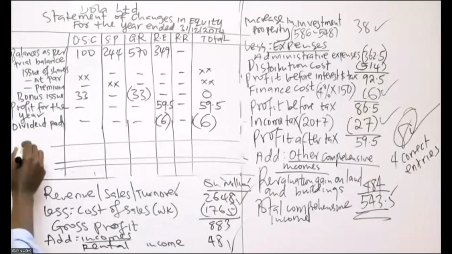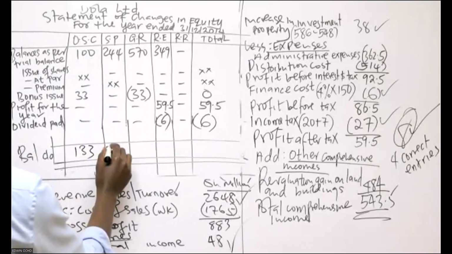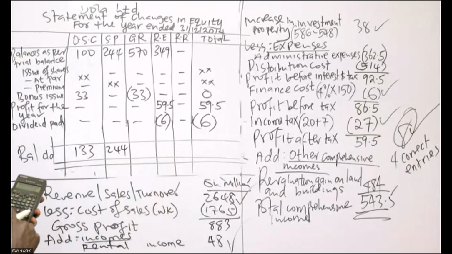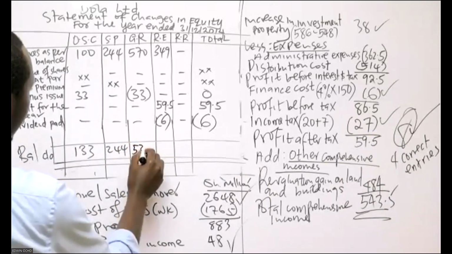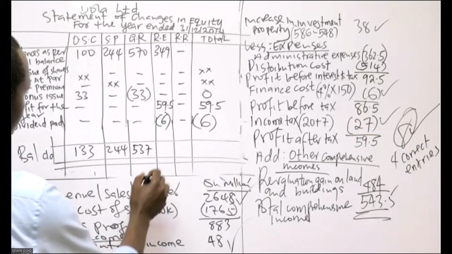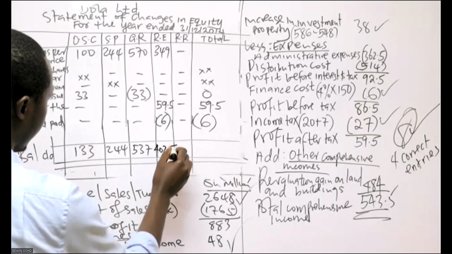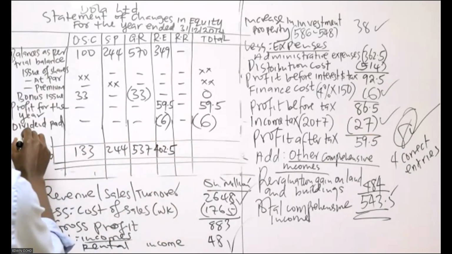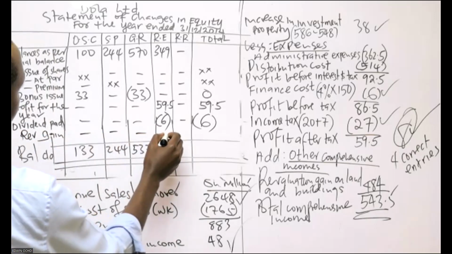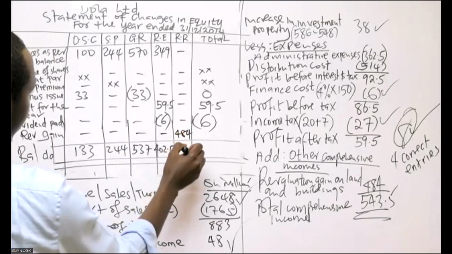So here we have the balances carried down to the statement of financial position, 133, 244. So 570 minus 33, 537, 349 plus 59.5 minus 6, 402.5. There was revaluation gain, by the way, which I have not included. Revaluation gain, which goes to this column. It was 484.